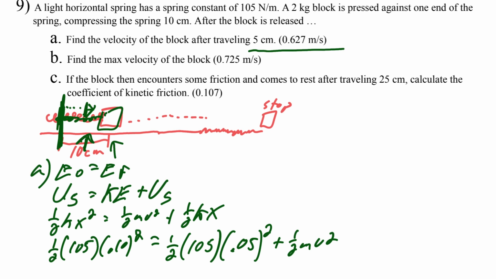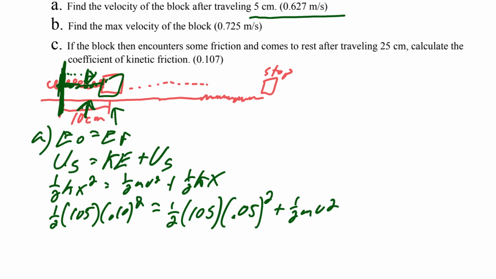Let's just go ahead and pull this up a little bit. So the first term we get 0.525 joules. The second term, so we still have some potential energy, we get 0.131 joules of potential energy. Now whatever's left over is basically that kinetic energy, right? So when you subtract those, 0.525 minus 0.131, you get 0.394 of kinetic.